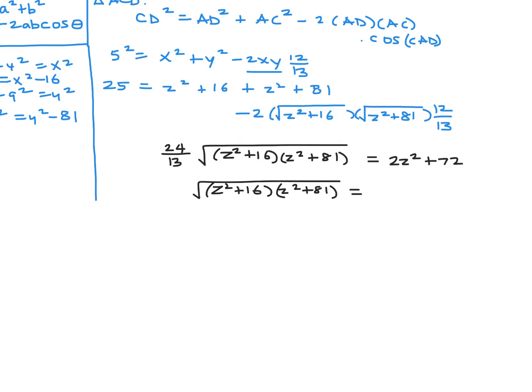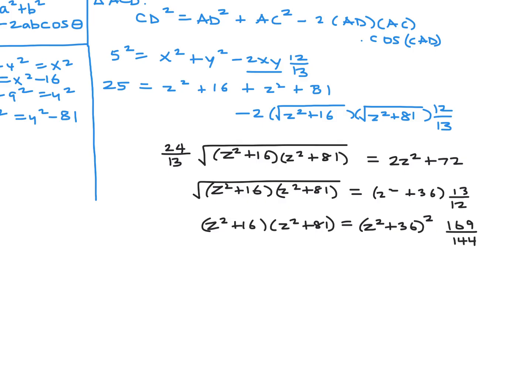And then when we divide through by 2, all that stuff, we'll get z squared plus 36 over 13 over 12. Yeah. And then square both sides. And then when you do, the radical will disappear. And this becomes z squared plus 36 squared. And then this becomes 169 over 144. Got it.